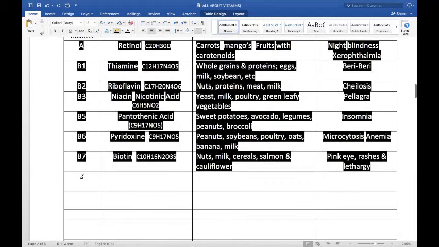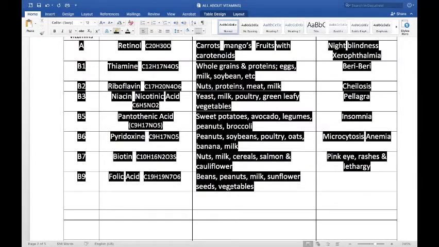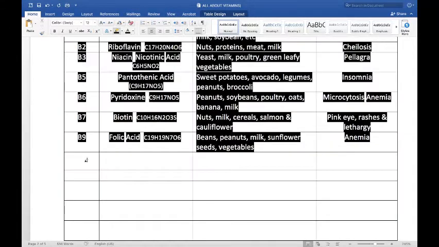Moving on to the next vitamin, vitamin B9. Vitamin B9 is known as folic acid, and this is its chemical formula. Folic acid can be found in beans, peanuts, milk, sunflower seeds, and dark green leafy vegetables. A lack of folic acid may cause anemia. And in this type of deficiency, there are fewer blood cells than normal. So when there is less folic acid present, there are fewer number of blood cells generated.